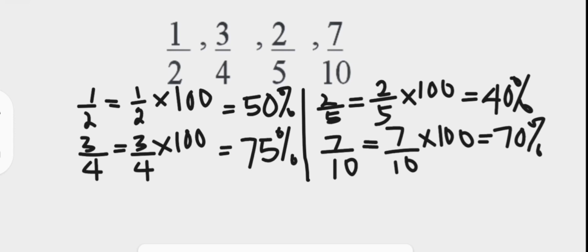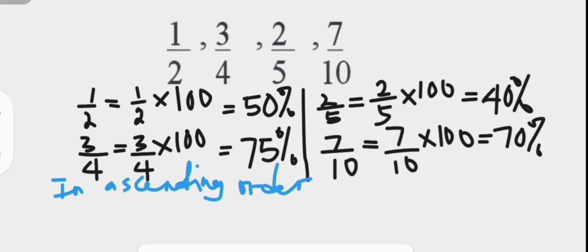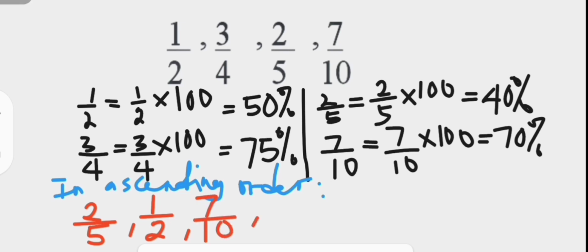Now, from the percentages, we can arrange them in ascending order. So, in ascending order, we have 40% is the lowest. That corresponds to 2 over 5. That's from the smallest to the biggest. Followed by 50%, which corresponds to 1 over 2. The next is 70%, which is 7 over 10. And finally, 75%, which is 3 over 4.